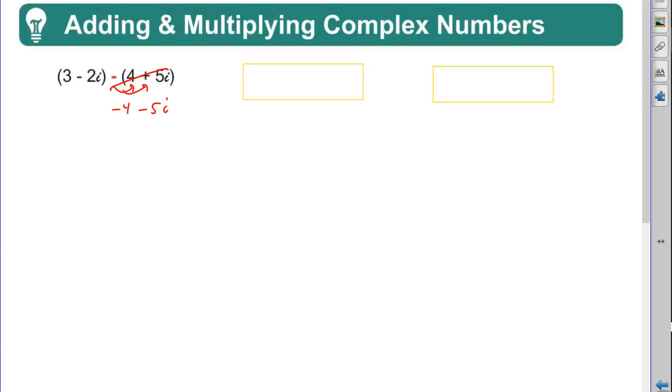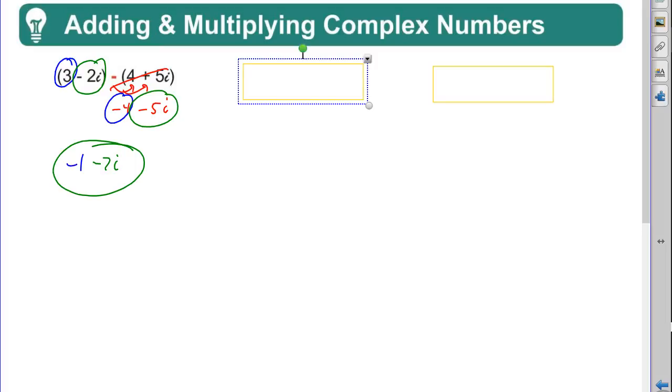And so now we're just going to add up the real parts. All right, what are my real parts? Positive 3 and a negative 4 for a negative 1. Let me add up my imaginary parts. 2 negatives and 5 more negatives, 7 negatives. Boy, that couldn't be easier, right? Don't miss a problem like that. Really simplistic. Add the real parts, add the imaginary parts.